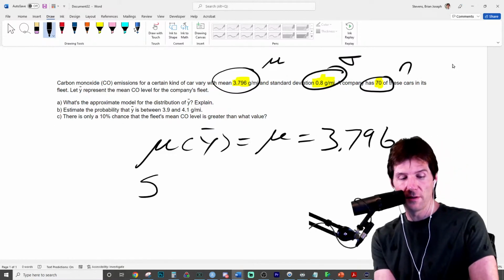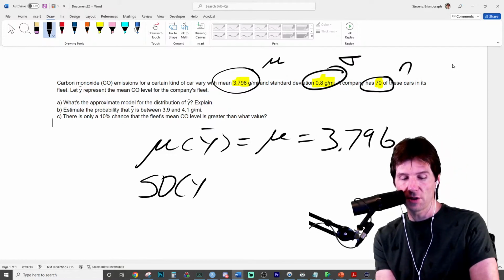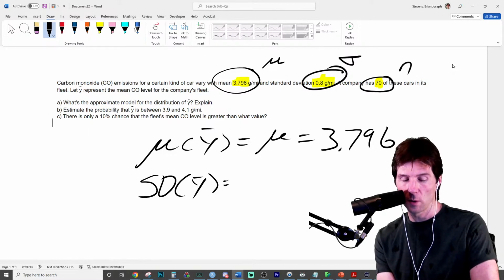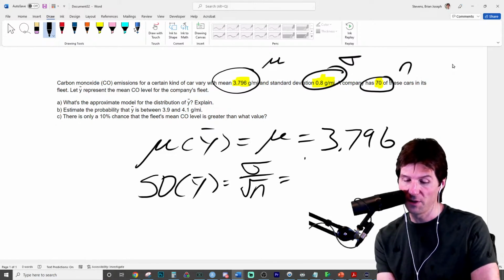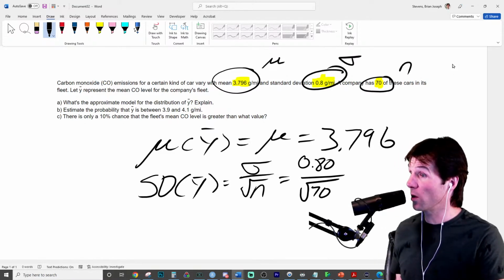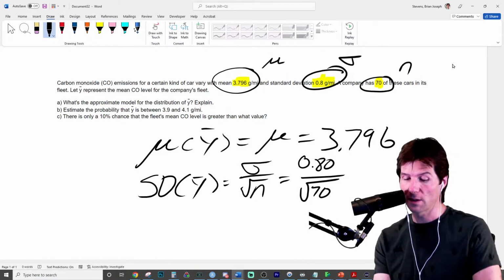And now we have the standard deviation next, and the standard deviation of y bar is equal to sigma over the square root of n. I actually forgot to do the square root of n when I was in school, and I didn't get all the points on the question. So don't forget that. We do the square root of 70 right here, making it smaller by square rooting the sample size.